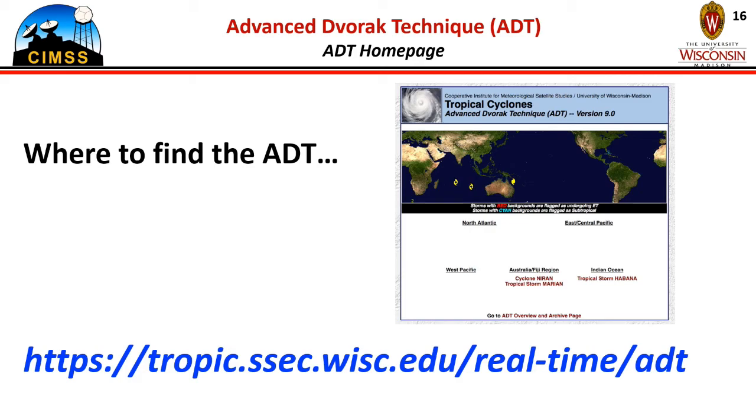So where can you find the ADT? Well, you can find it on our Tropical Cyclone webpage, and here's the address. Again, these are provided for all storms globally around the world in real time. So you can go to this page and take a look at the ADT performance at any time you wish.